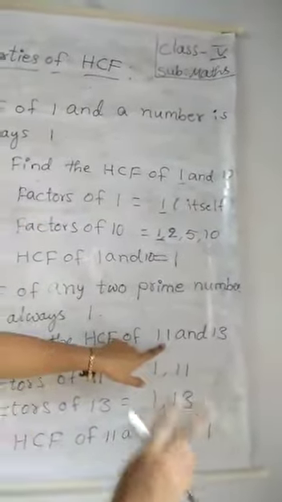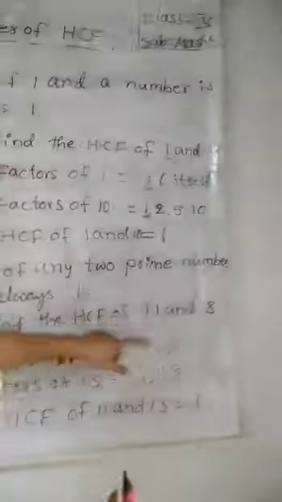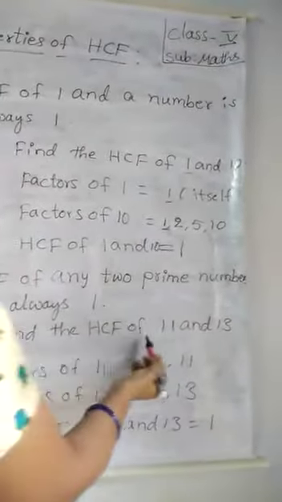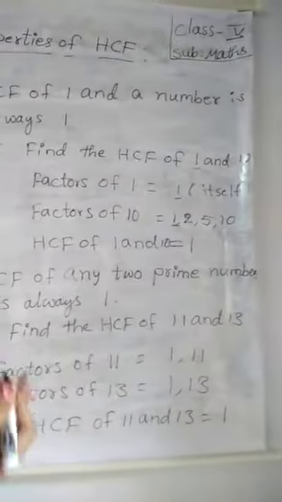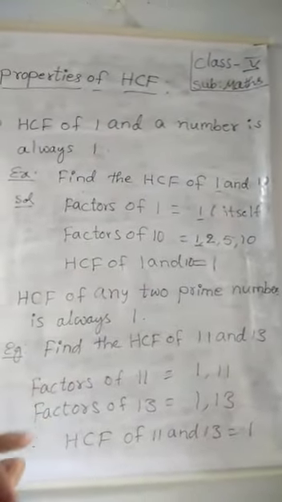A prime number has only 2 factors. Here 11 is also a prime number, 13 is also a prime number. So the HCF of 11 and 13, that is any two prime numbers, is always 1.